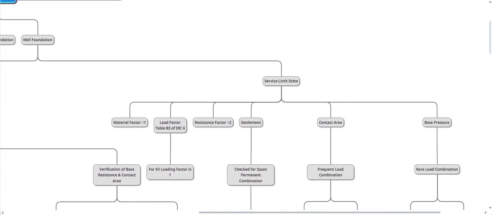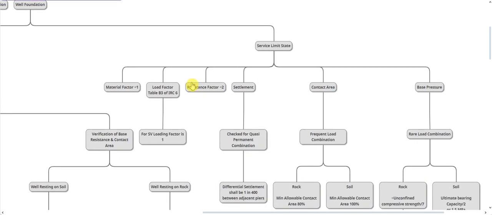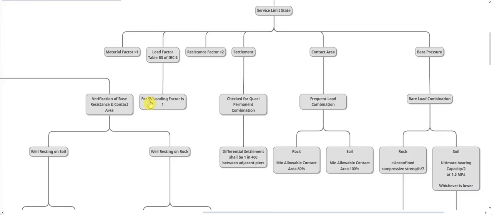Moving on from ultimate limit state to the serviceability limit state. For case of serviceability limit state, we shall take material factor equal to 1. The load factor we shall refer to the table B3 of IRC 6 with additional information given that for SV loading the factor is 1. The resistance factor shall be taken as 2 for serviceability limit state, and there are three checks. One is settlement, second is contact area, and third is the base pressure.